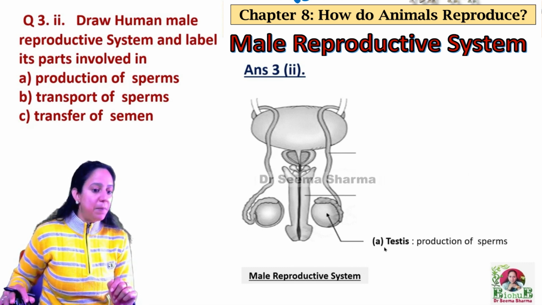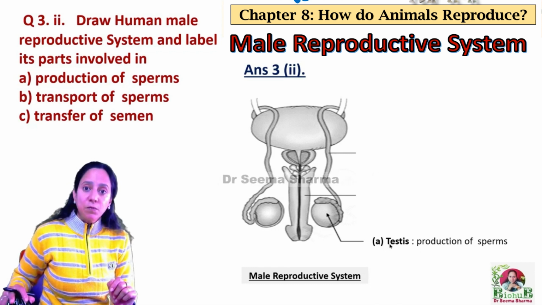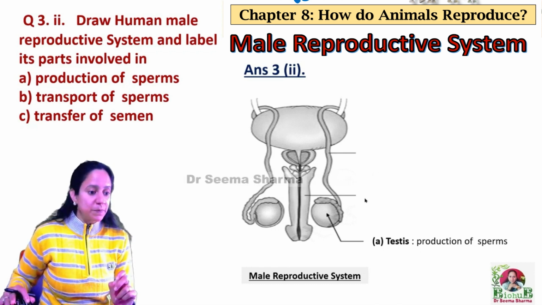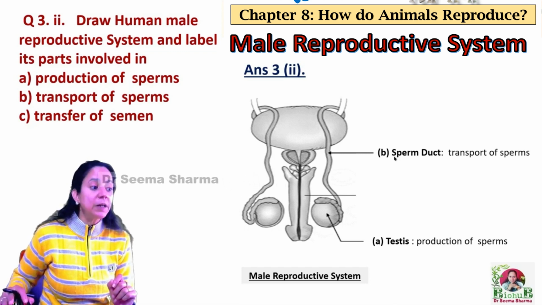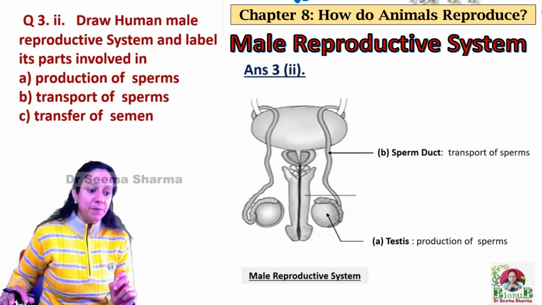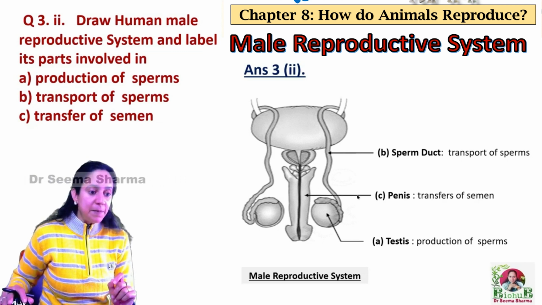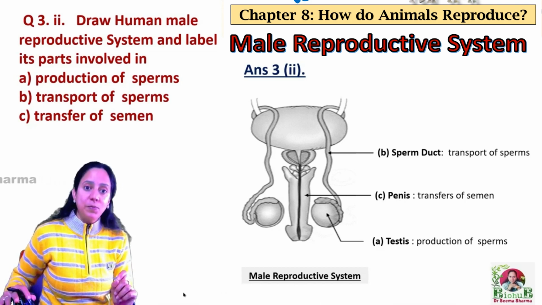First is the A part: the testes, which are involved in the production of sperms. B part, that is the sperm duct, which is involved in the transport of sperms. And C part is the penis, which is involved in the transfer of semen. So this is how you have to attempt this kind of question.